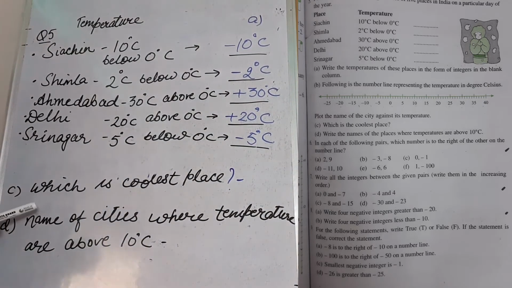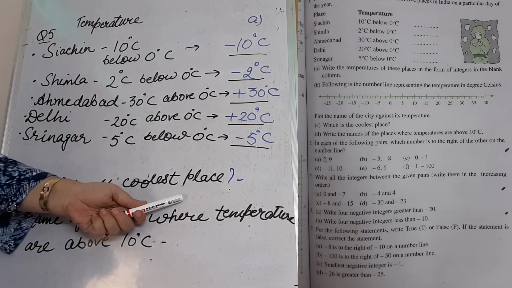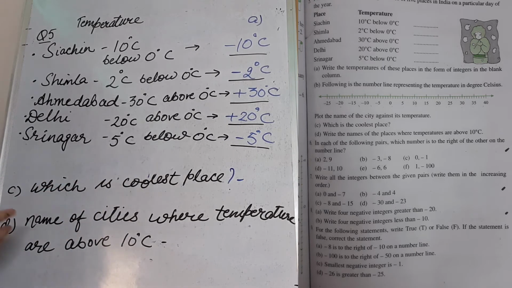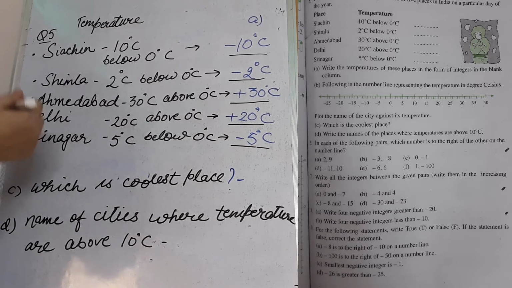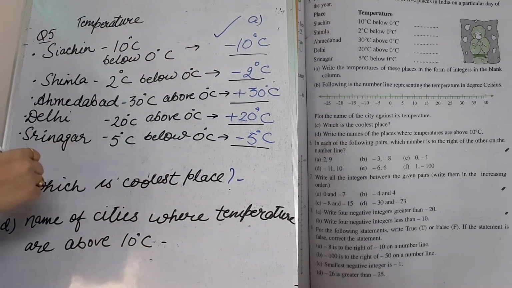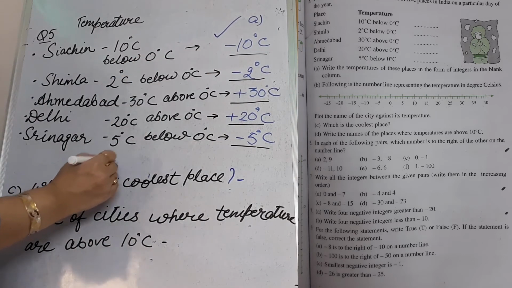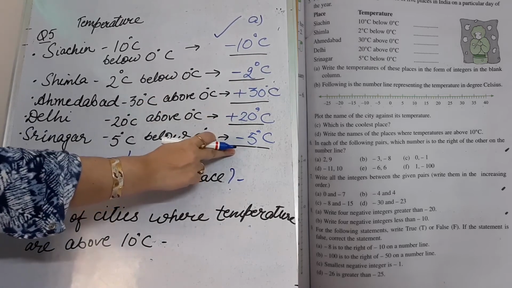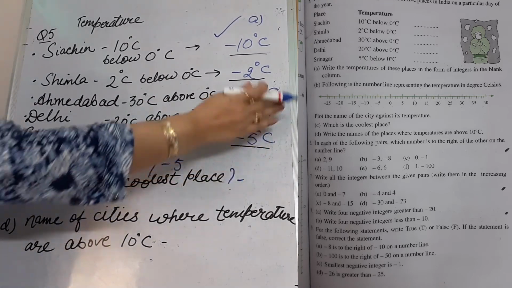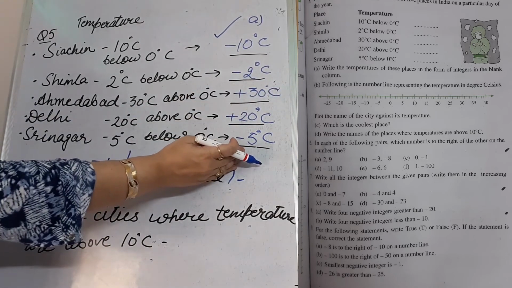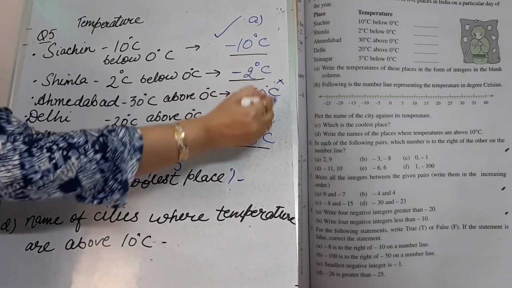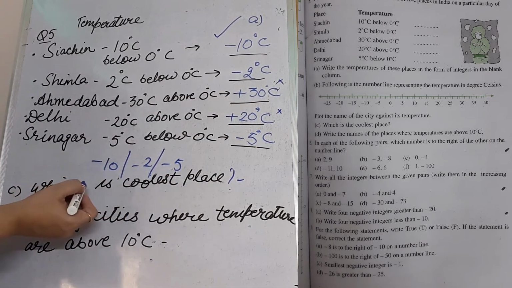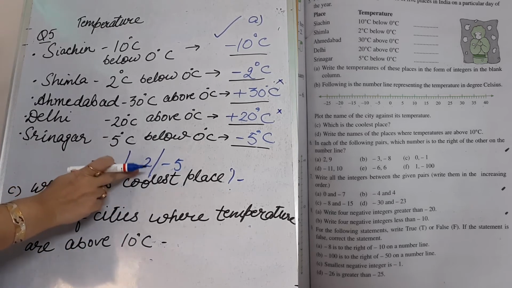C part of the question is which is the coolest place. When you will write coolest place, you have to just think about temperature, the places where temperature is below 0 degree. So I will consider minus 10, minus 2 and minus 5. Because these are positive one, of course positive numbers are always greater than negative integers. So I will ignore these two. So which one is the coolest? Now compare these negative integers. All of you know minus 2 is the greatest.